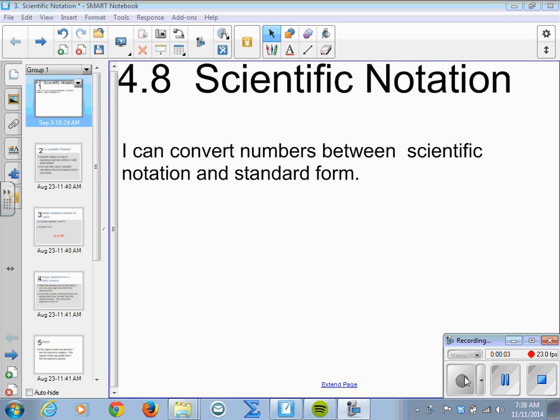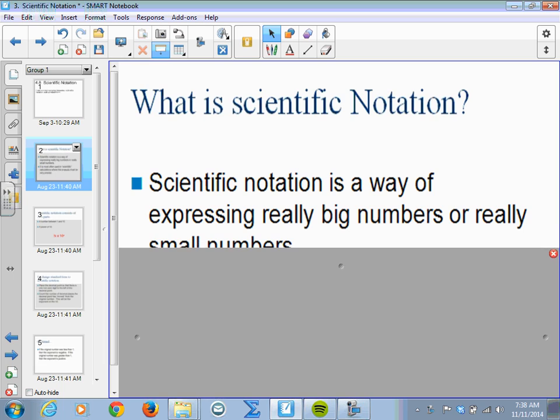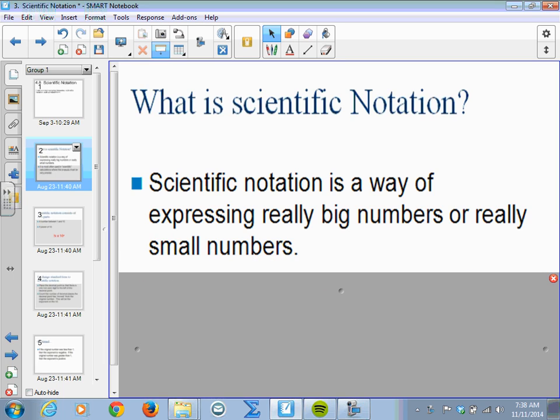Today's lesson is on scientific notation, and this is the first of 2 days we're going to be working on this. Today, all we're going to do is convert numbers between scientific notation and standard form. So what is scientific notation? It is a way of expressing really big numbers or really small numbers.